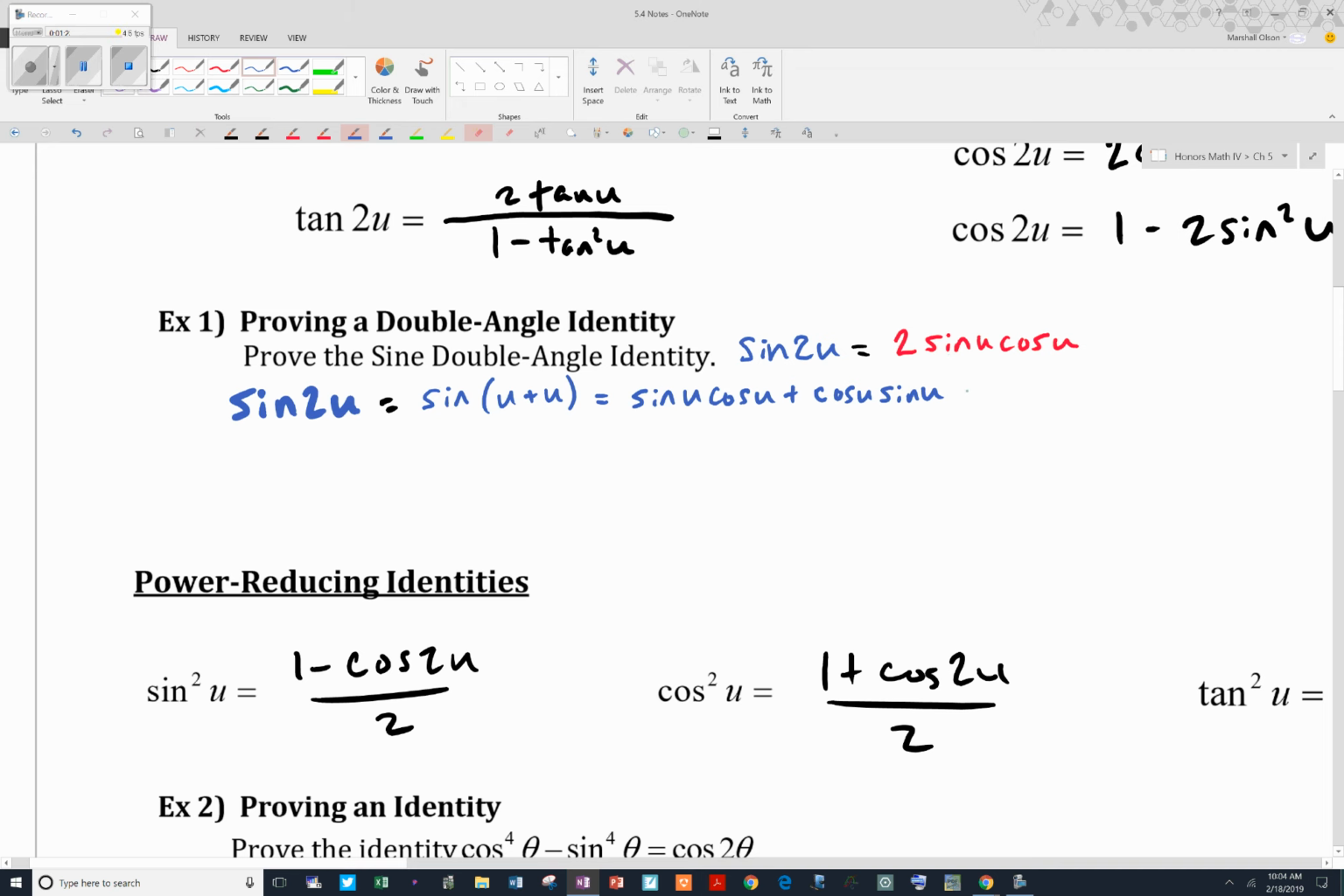And really we have the same terms there that we're adding together. So what we have is two of them. We have two sine of u, cosine of u. The order of those factors doesn't matter, so I just put them both going the same way. And we have proven that sine double angle identity using the sine sum formula.